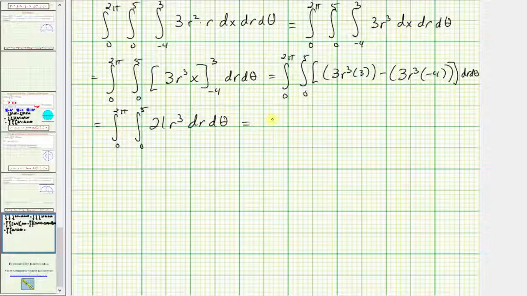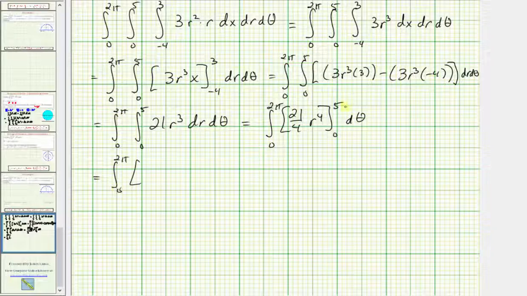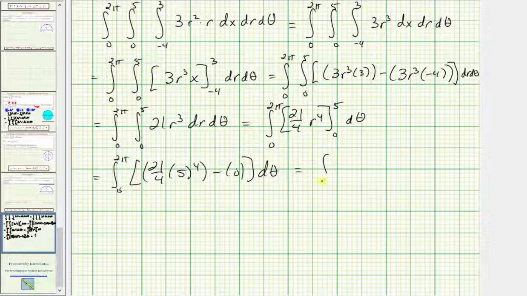And now we integrate with respect to r. So the antiderivative is going to be 21 times r to the fourth divided by 4, or 21/4 r to the fourth. Performing substitution for r, when r is 5, we have 21/4 times 5 to the fourth. And when r is 0, we have 0. This simplifies to 13,125 fourths d theta. And now we integrate with respect to theta.